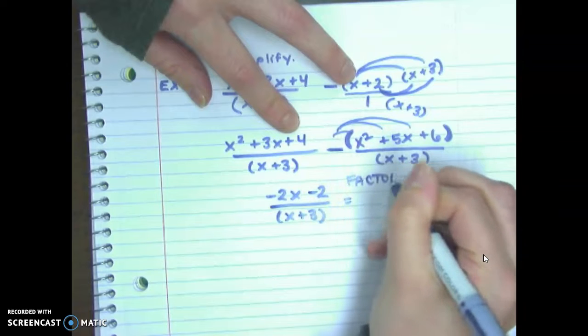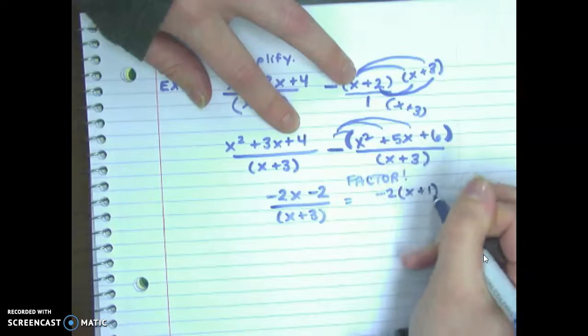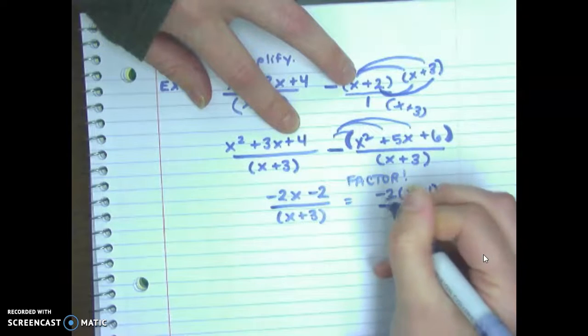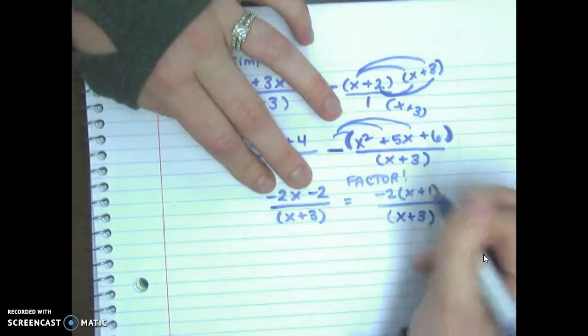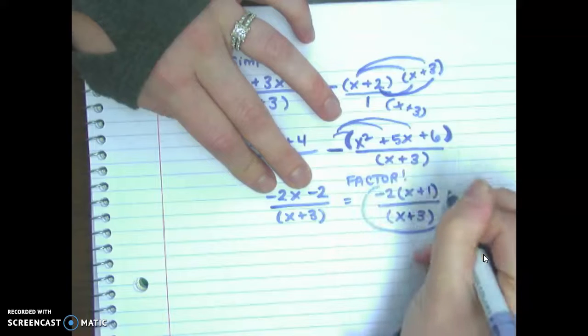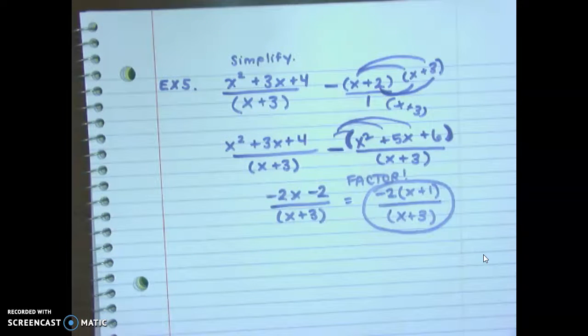So that's simplified. Now I'm going to factor out the negative 2. Leaves me negative 2 times x plus 1 over x plus 3. Nothing cancels. So that's fully simplified for my answer.